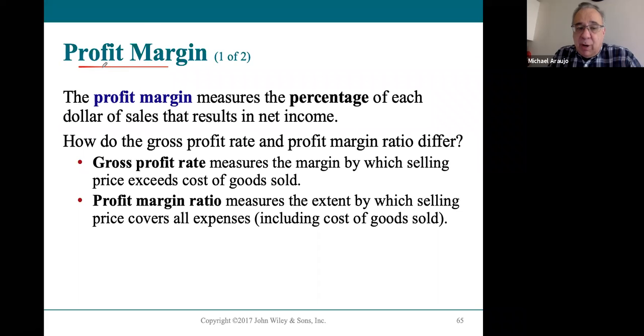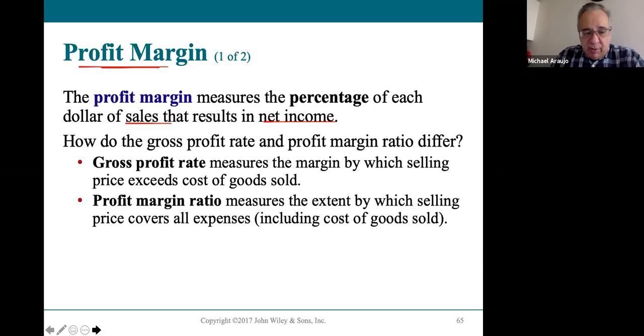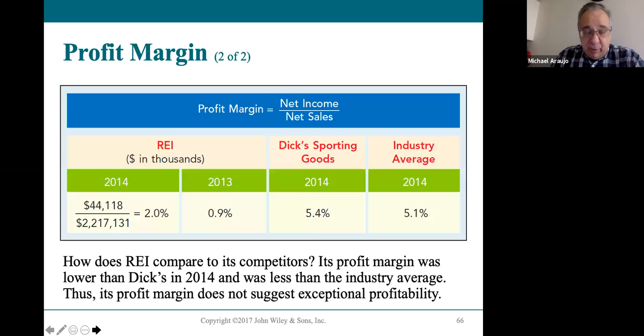Well, that's what the profit margin tells us about. When I grew up, we used to call it net profit margin. Basically, it looks at the net income compared to the net sales. Okay, the net income compared to the net sales. And that is very important for overall profitability.